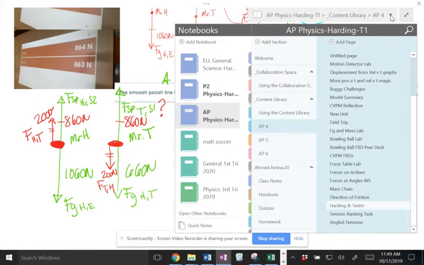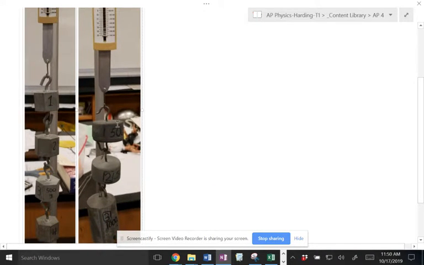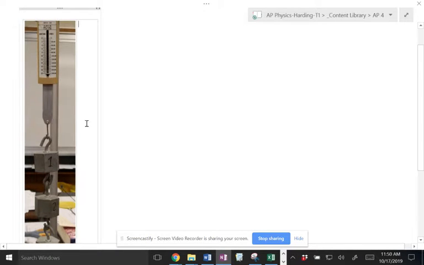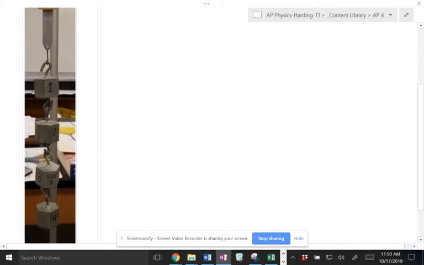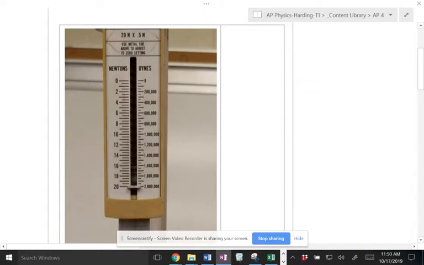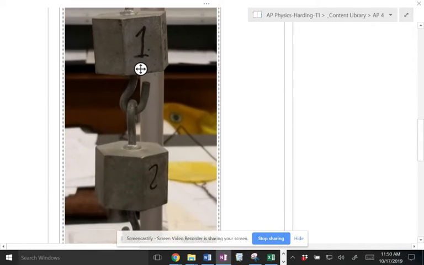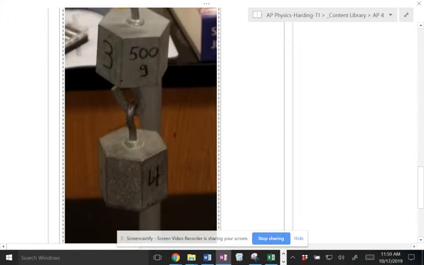So where I think we're going to go next is here. Let me get rid of this. There we go. So I've got this set up in front of Alicio here, okay? And if I zoom in really close, there's a camera behind you. Okay, so we can see here, this scale reads 20 newtons. It reads 20 newtons because hanging from it, I've got 1, 2, 3, 4.